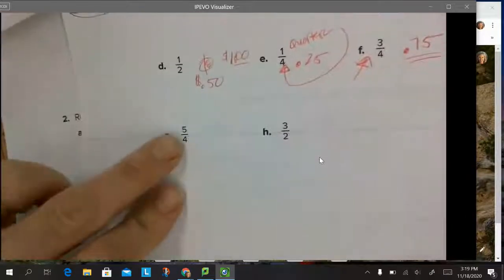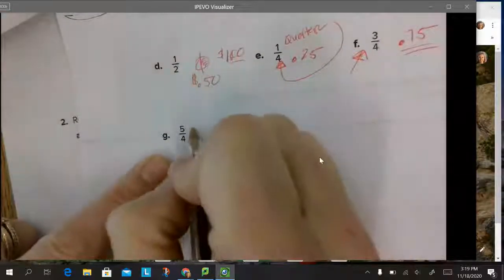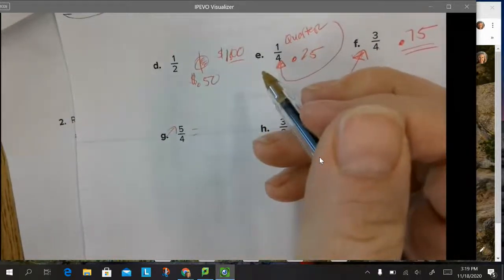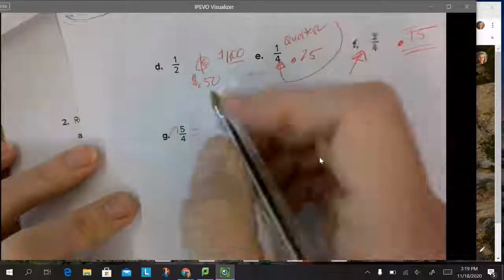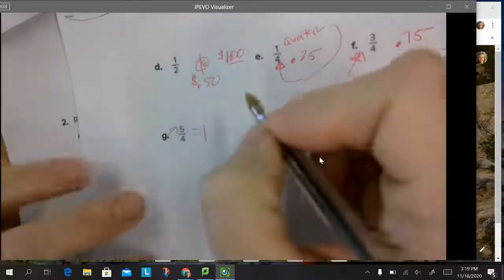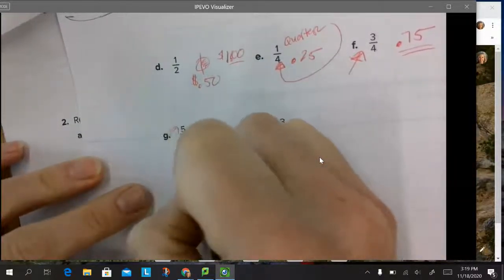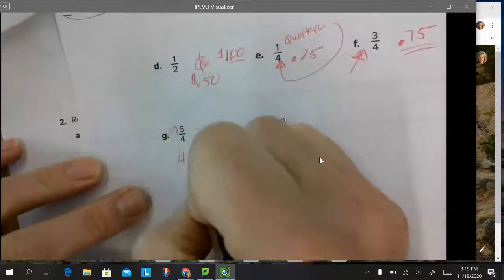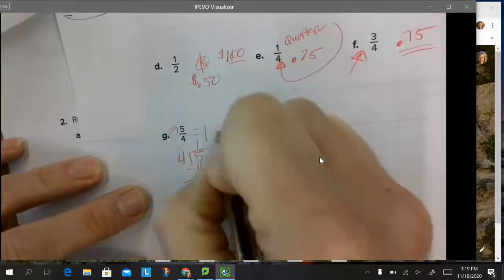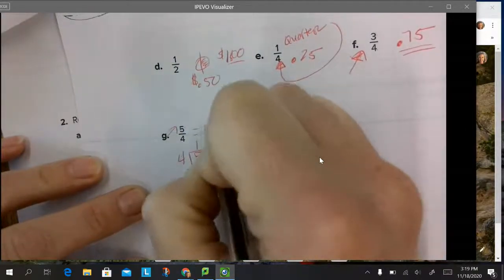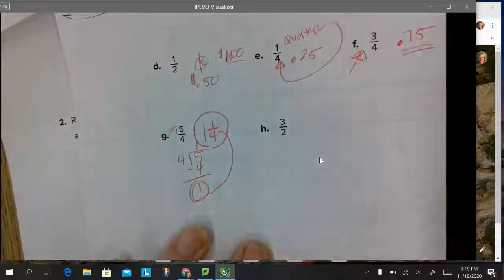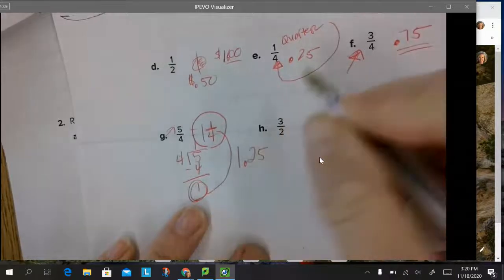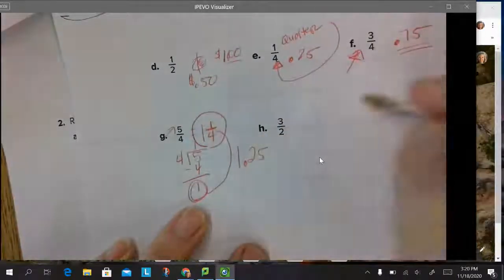All right. 5/4. Well, if you would simplify this, because there's more than 4 in the numerator, you know there's a whole in there. 5 divided by 4. 4 goes into 5 one time. There's 1 whole. 1 times 4 is 4. You have 1 left over. 1 becomes your numerator, and 4 is your denominator. So it's 1 1/4. But as a decimal, it's 1.25 because it's 1/4 out of 4.